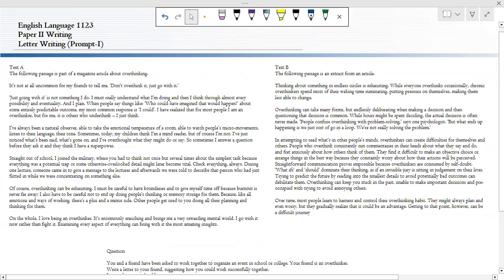Okay, text A. The following passage is part of a magazine article about overthinking. It's not at all uncommon for my friends to tell me, don't overthink, just go with it. Just going with it is not something I do. I must really understand what I am doing, and then I think through almost every possibility and eventuality, and I plan. When people say things like, who could have imagined that would happen, about some entirely predictable outcome, my most common response is, I could. I have realized that for most people I am an overthinker, but for me, it is others who underthink.